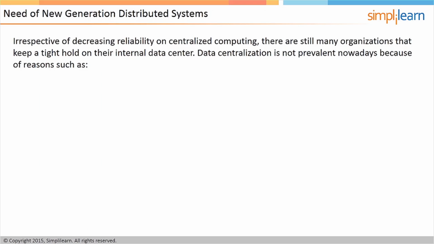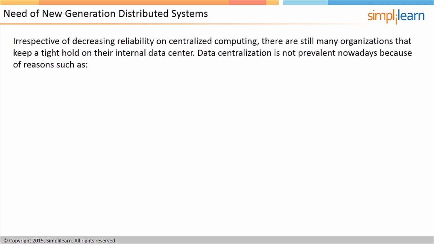We need a new generation of distributed systems. Let's understand why. Nowadays, it's very rare that an organization exists that depends on centralized computing. Irrespective of that, there are still many organizations that keep a tight hold on their internal data center and avoid any absolutely required data distribution. This sometimes happens because of their heavy investments in the infrastructure.